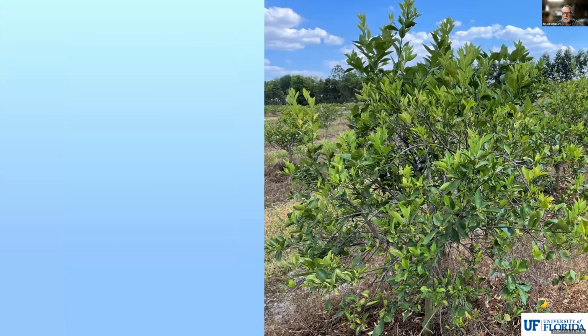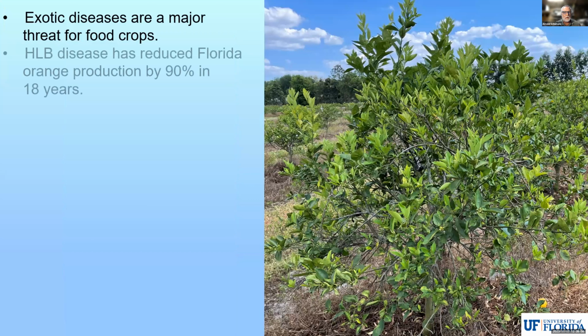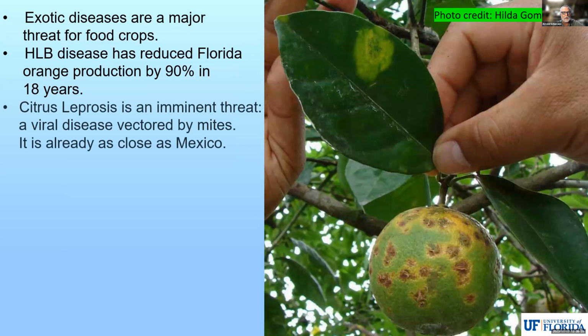All right, so where are we now with citrus and exotic diseases? We're in a bad shape. Exotic diseases are a major threat for not just citrus, but any food crops. And so Florida is a great example: the Huanglongbing or HLB disease has reduced Florida orange production by 90% in just 18 years. And on the right, you can see an HLB affected tree with no fruit on it. You know, that's how bad it gets. So we have to be on our guard.